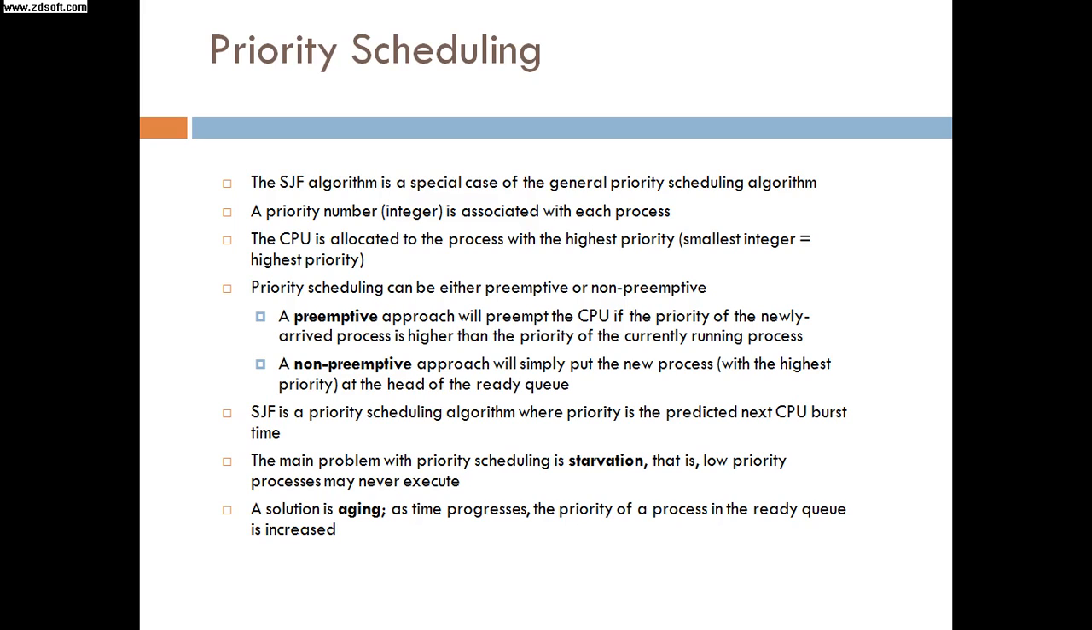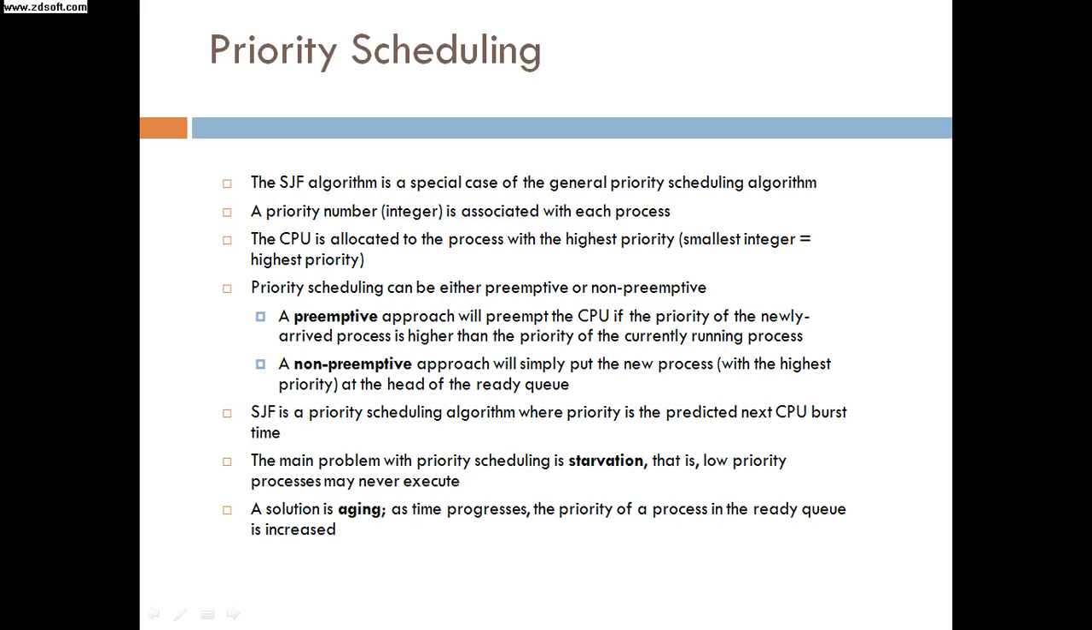The non-preemptive approach will simply put the new process, which has the highest priority, at the head of the ready queue. But in the case of the preemptive approach, the CPU will be preempted if the priority of the newly arrived process is higher than the priority of the currently running process. So it is termed preemptive priority scheduling.